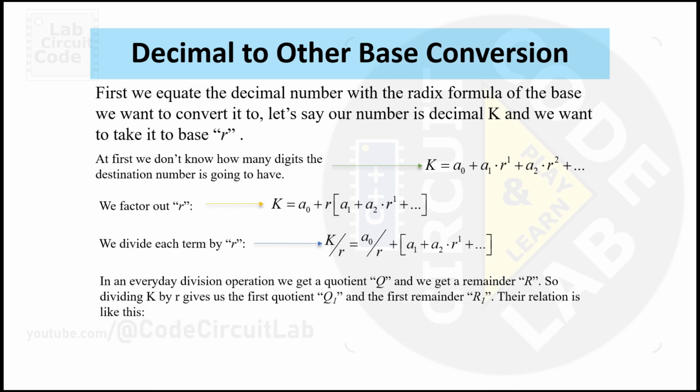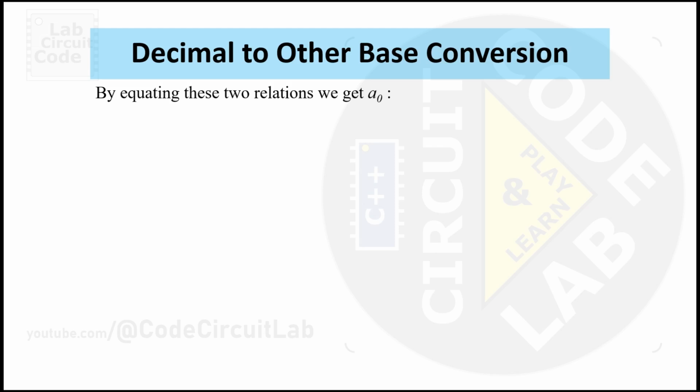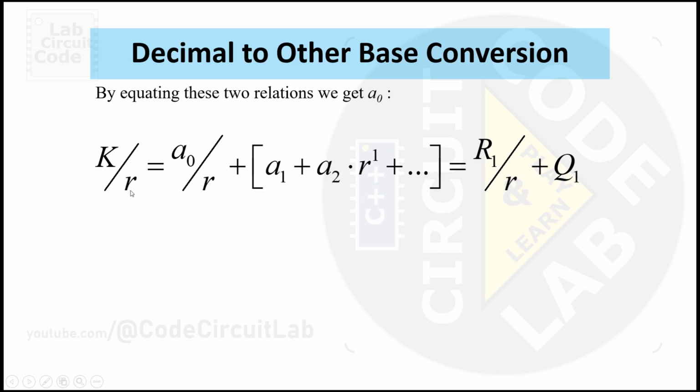In an everyday division operation, we get a quotient q and a remainder r. So dividing k by r gives us the first quotient, let's call it q1, and the first remainder, let's call it r1. The relation is like this. These two relationships are going to be equated. By equating these two relations, we get a0. As you see here, we have an r1 and we have an a0 here.